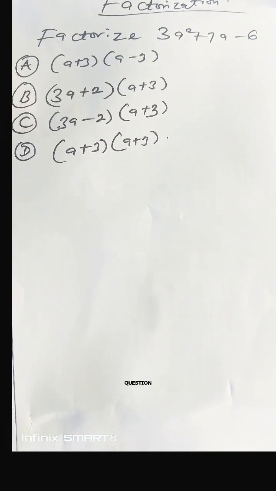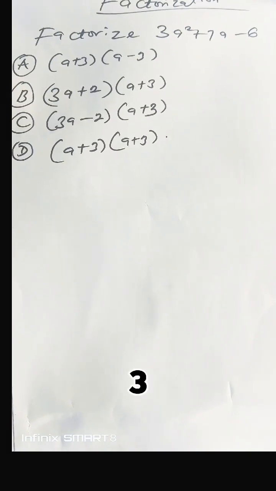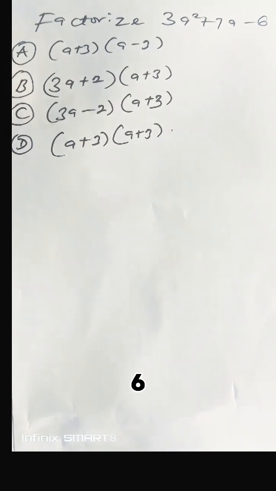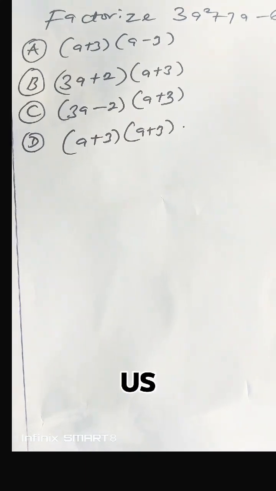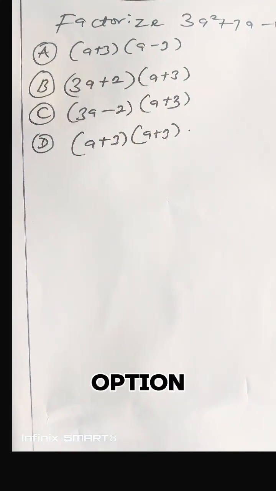Today, we are going to be solving a question on factorization. We're asked to factorize 3a squared plus 7a minus 6. As you can see, we have multiple options displayed for us to pick the best one or the right option. All right, so what do I need to do?